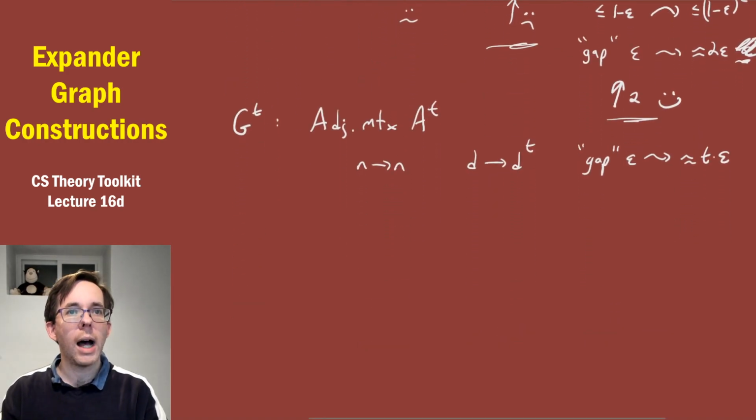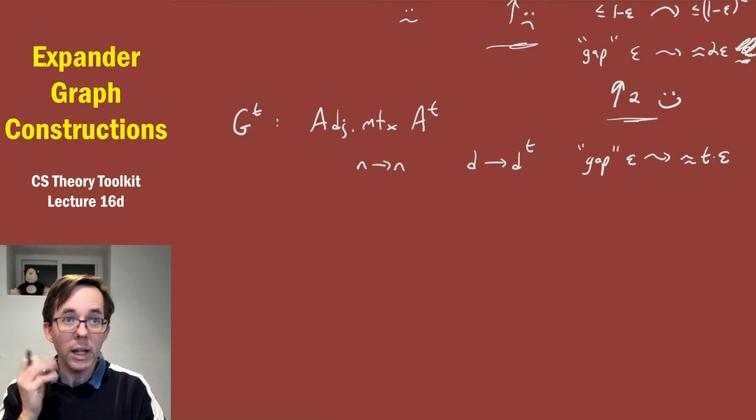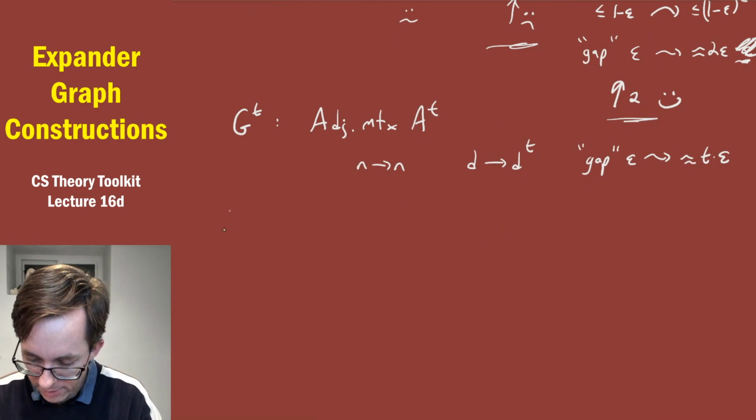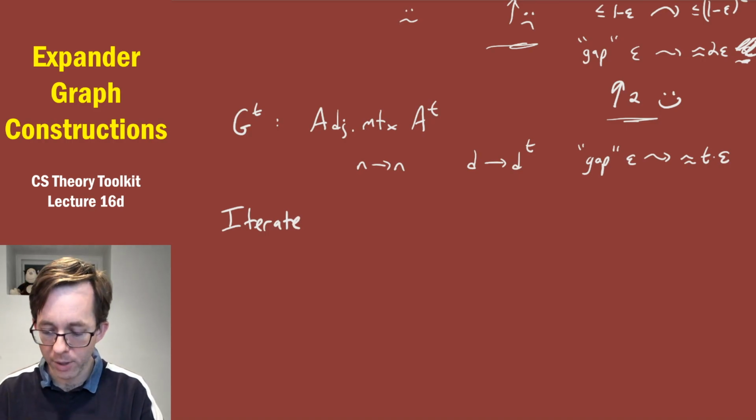So right, you can now iterate this, as I said. So how does this iteration work? I'm just sketching things here, but perhaps the full details will be on the homework.